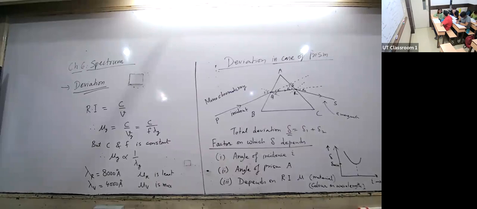Right now it is monochromatic light. Understand deviation. So these are the concepts: the refractive index is inversely proportional to wavelength. Now we'll extend it to white light.